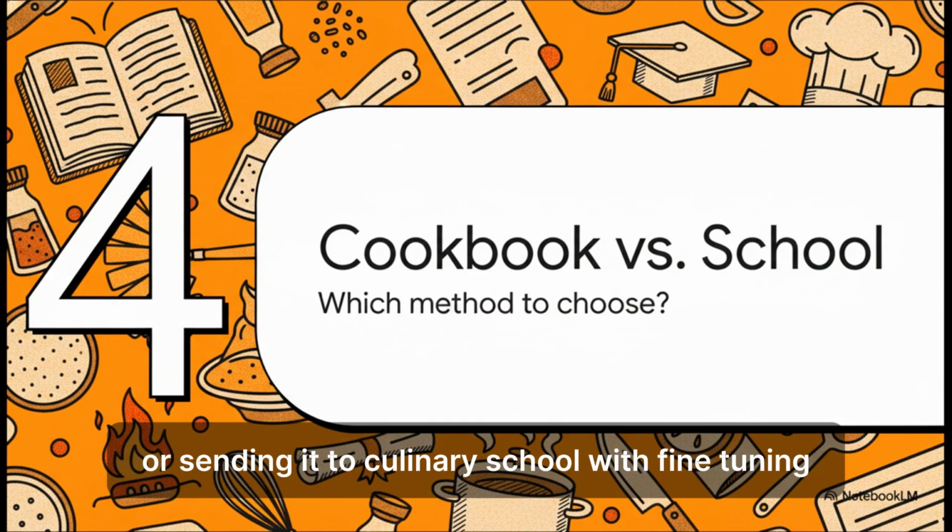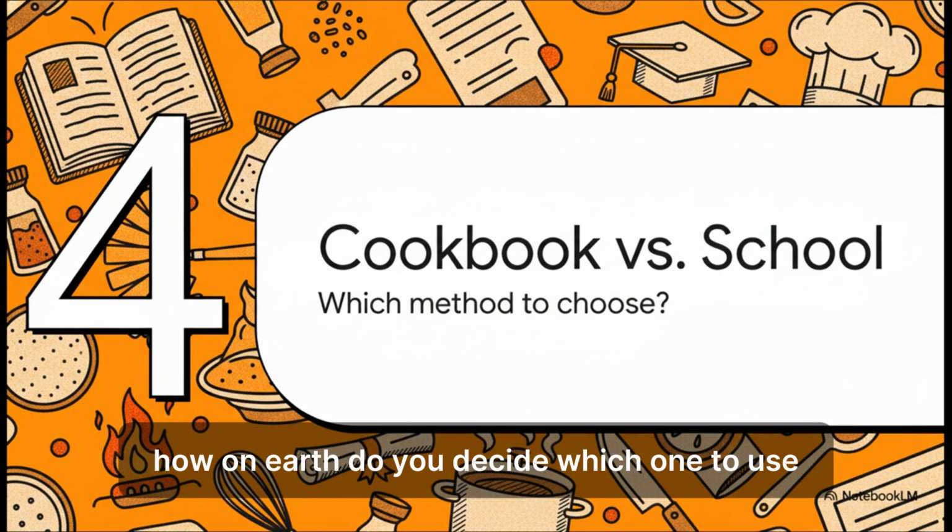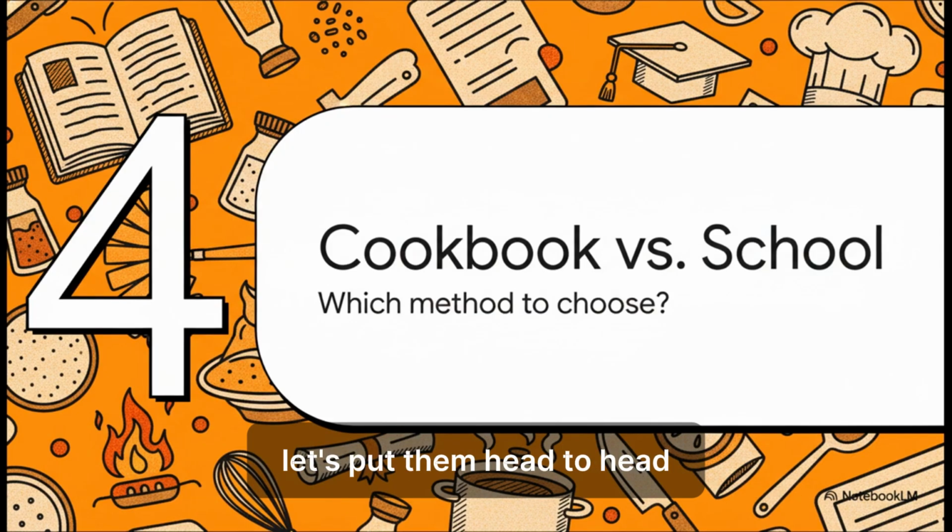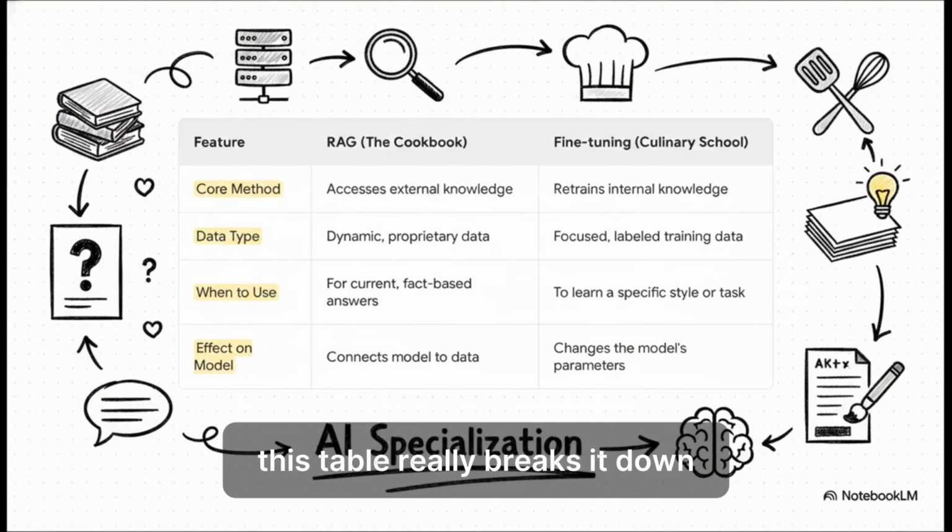Okay, so we've got 2 awesome options: giving our AI a cookbook with RAG or sending it to culinary school with fine-tuning. How on earth do you decide which one to use? Let's put them head to head. This table really breaks it down.